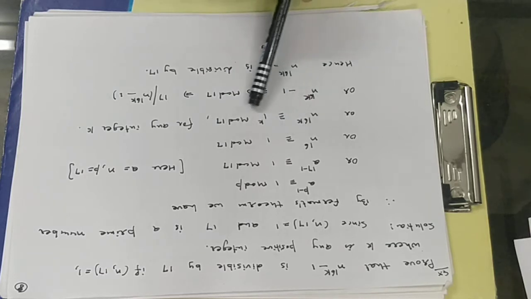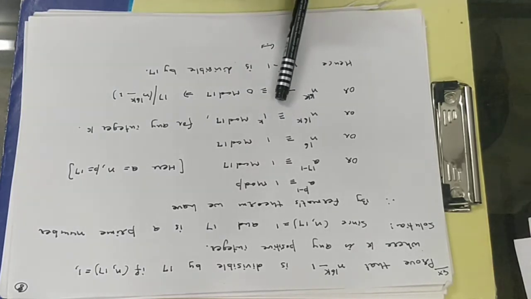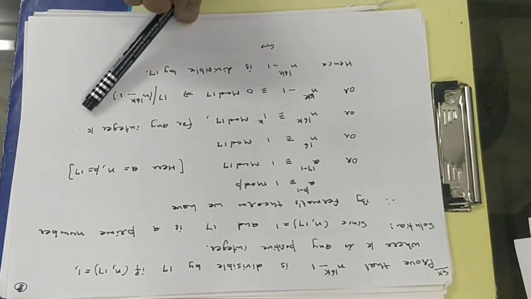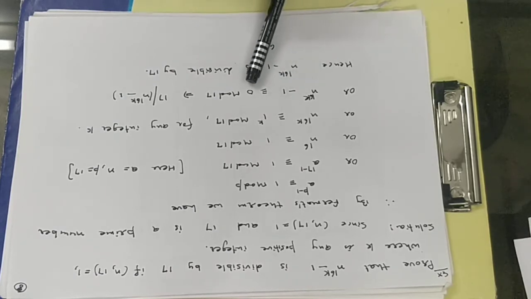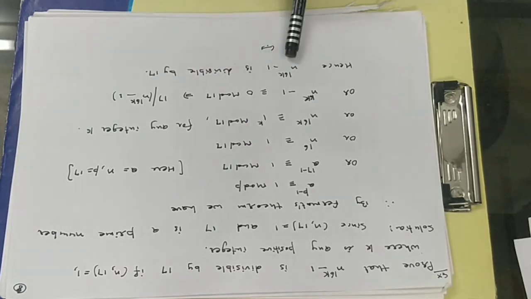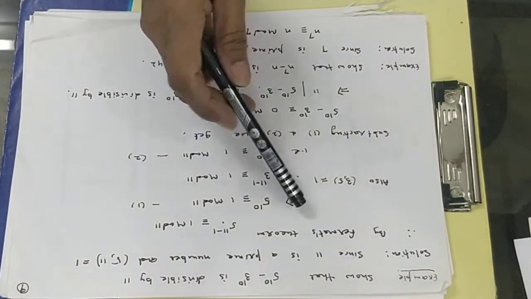Now raising the power k, we get n to power 16k is congruent to 1 to power k modulo 17 for some integer k. Thus we get n to power 16k minus 1 is congruent to 0 modulo 17, and that proves that n to power 16k minus 1 is divisible by 17. Let's take more examples, that is the application of Fermat's theorem.